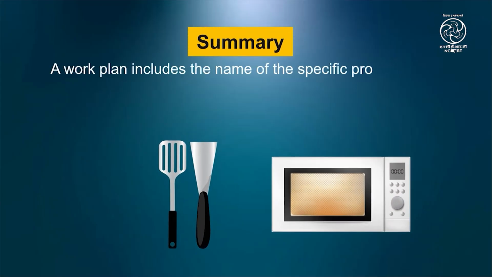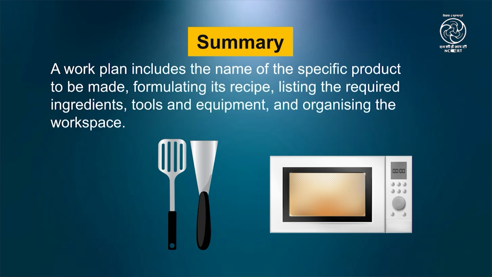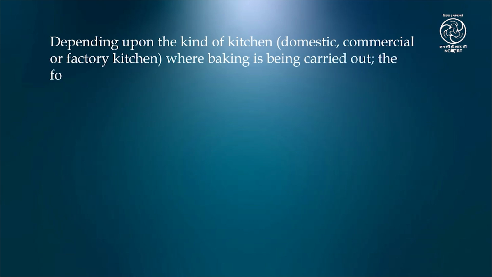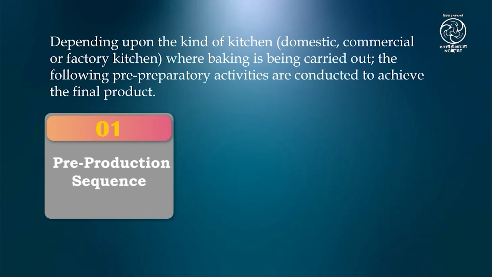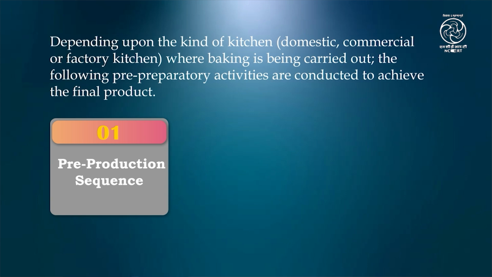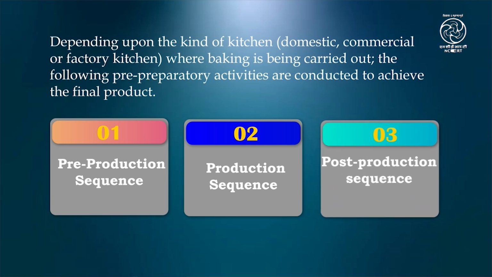So students, let us summarize what we have learned in this session. A work plan includes the name of the specific product to be made, formulating its recipe, listing the required ingredients, tools and equipment, and organizing the workspace. Depending upon the kind of kitchen where baking is being carried out, the following pre-preparatory activities are conducted to achieve the final product. First is pre-production sequence, second is production sequence, and third is post-production sequence.